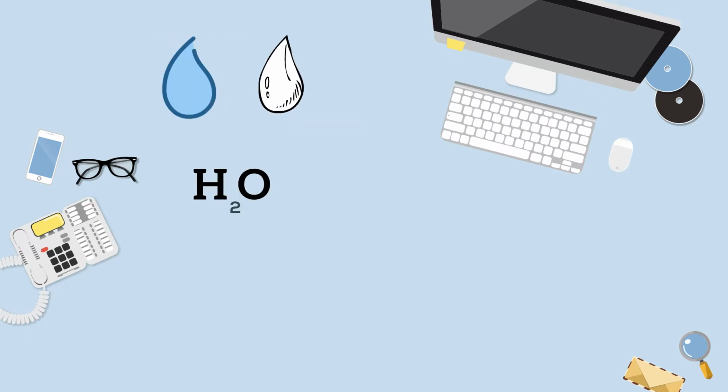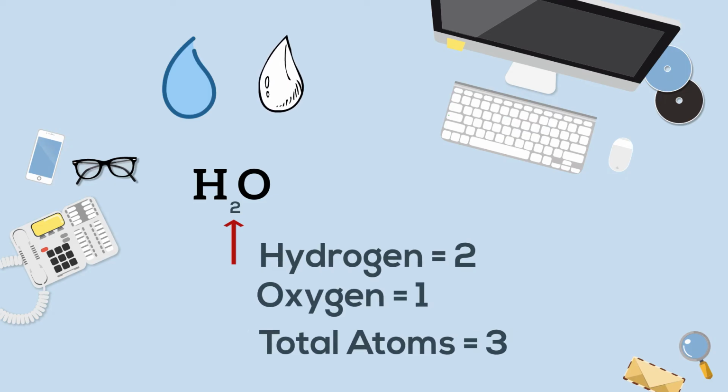So let's look at a couple examples. First up is water. Notice you have a 2 behind the H, so there'll be 2 hydrogens. And whenever you have a chemical symbol without a subscript, you assume there's only 1.